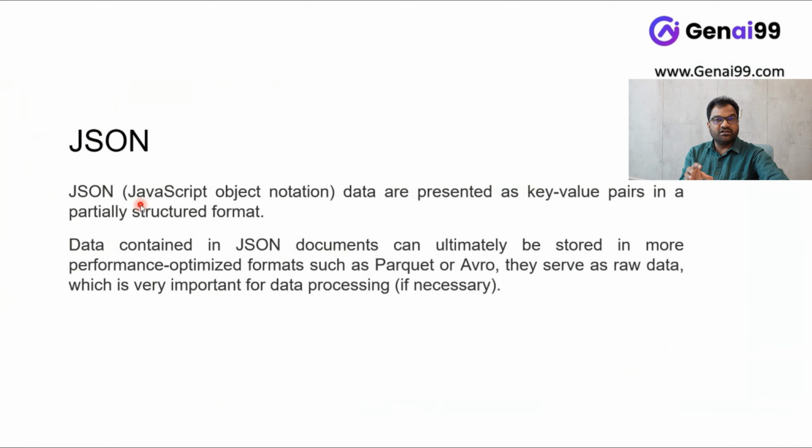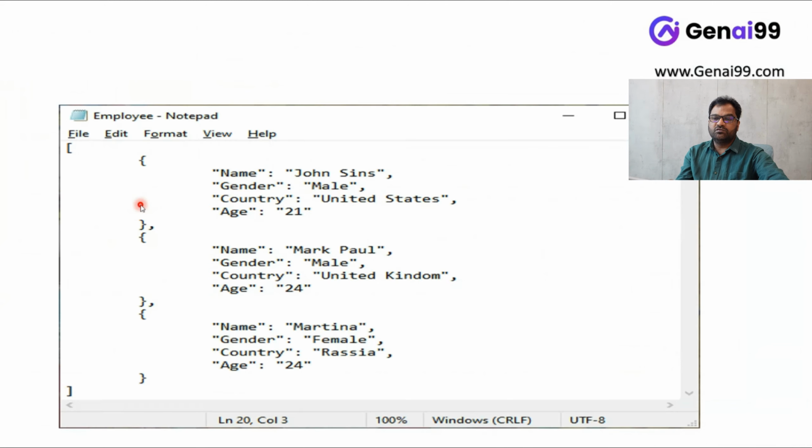This will store data in key value format. Key value means two pair data. Pair data means, for example, A comma B, B comma C, 1 comma 2. So A is called key, B is called value. 1 comma 2, 1 is key, 2 is called value. So this is how the JSON file formats data.